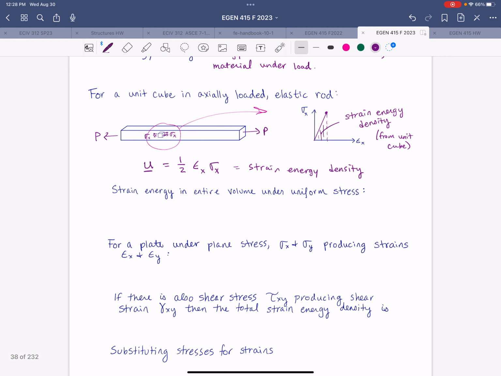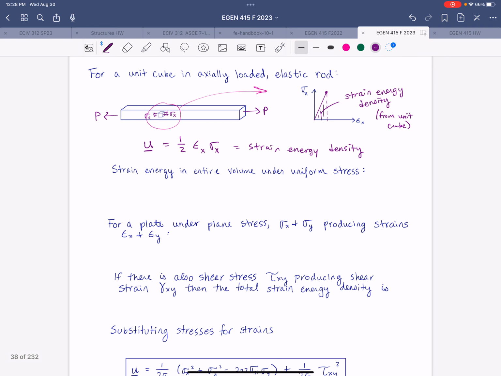For the strain energy in the entire axial rod, right, so the whole volume, assuming it's under a uniform stress, we would integrate the strain energy density over the volume. So we could call that a capital U for the strain energy in the whole volume. And then we got a triple integral of lowercase u with an underscore over dx, dy, and dz. Or to simplify that expression, right, we can write it like this.